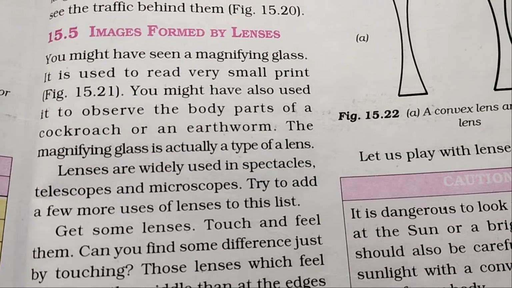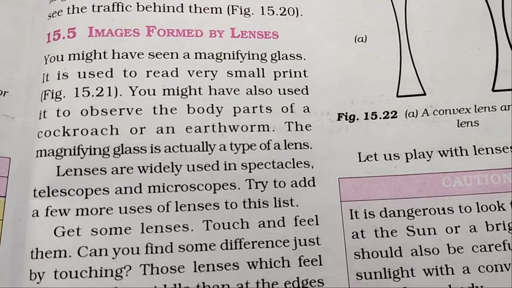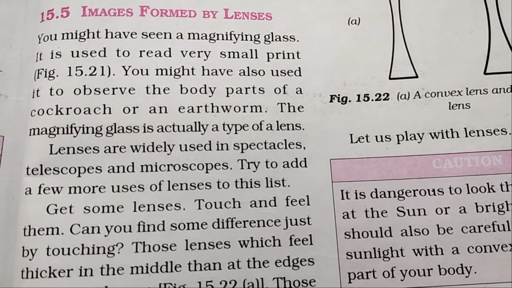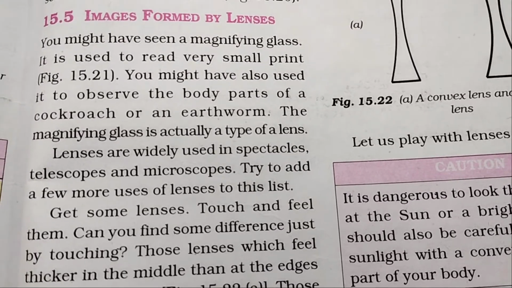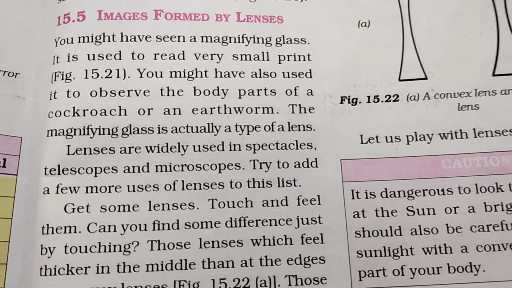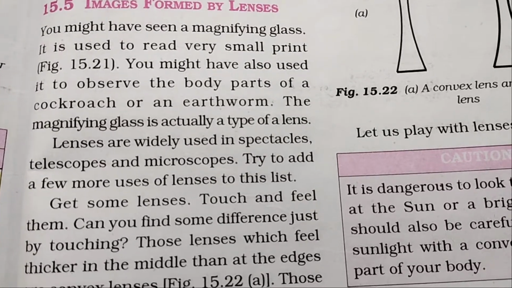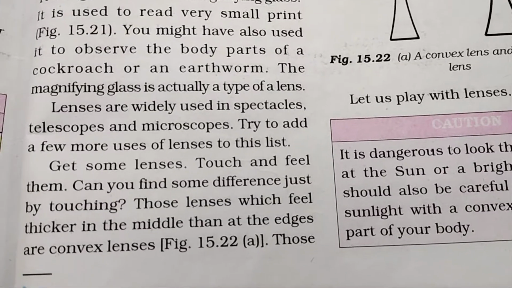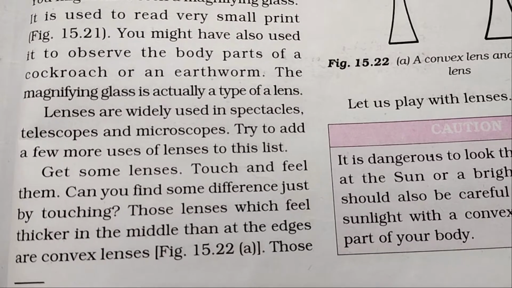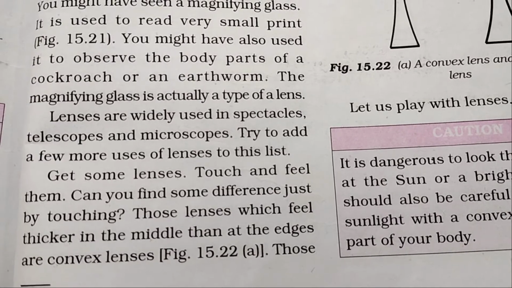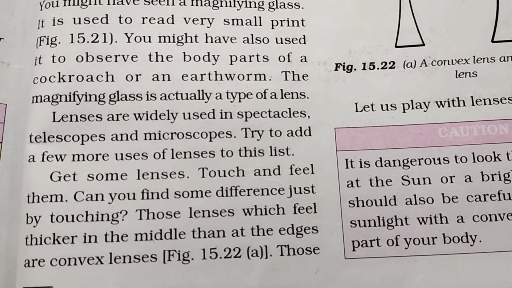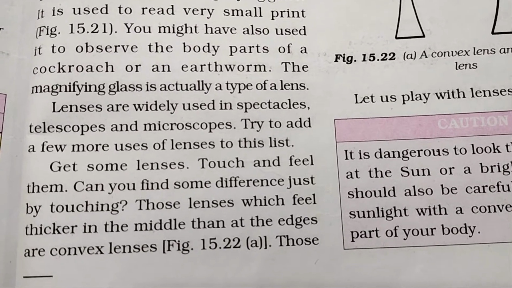It is used to read the very small things which are printed on the paper, and you might have also used it to observe the body parts of insects such as cockroaches or earthworms. So the magnifying glass is actually a type of lens, and these lenses are widely used in your spectacles, your telescopes and microscopes, which are used to see tiny particles or far away things. So try to add on a few more uses of the lenses to the list.